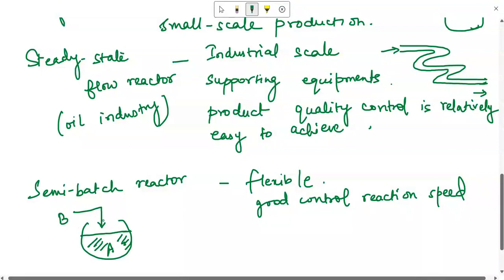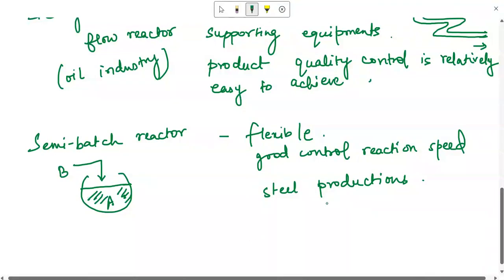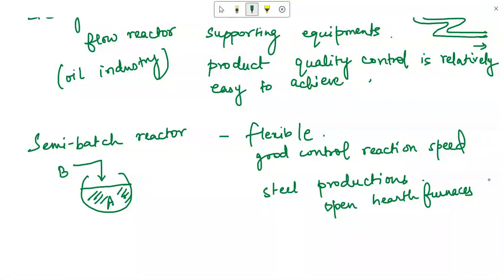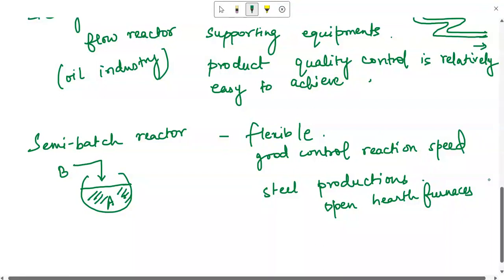Okay, so you can see a lot of semi-batch reactors, especially in the steel production processes. In steel production processes, we have open hearth furnaces. So they are basically modules of semi batch reactor. So in open hearth furnaces, you add your reactant and then you produce the steel. Depending on how your reaction is progressing, you add more of the raw material.